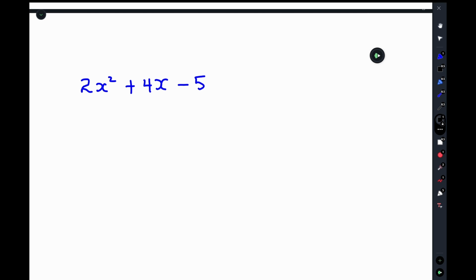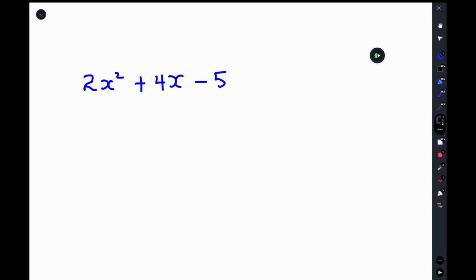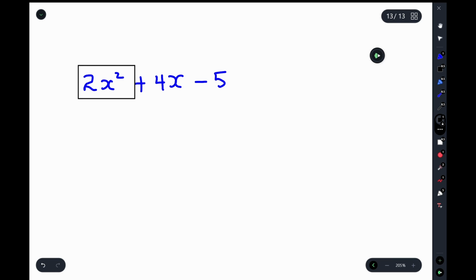The final method for converting a quadratic to vertex form is completing a square. It is the most complicated of the three methods. So you want to try to avoid using this as much as possible. Only use it when absolutely necessary, or use it when the exam specifies that you must complete the square method. Now once again, in this method, we're going to focus on the first two terms.